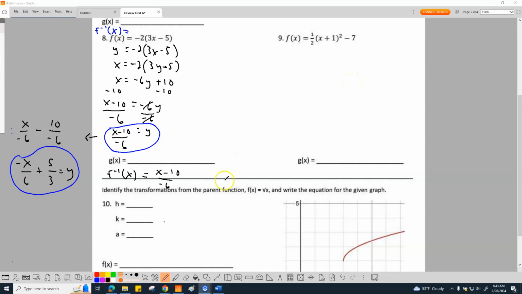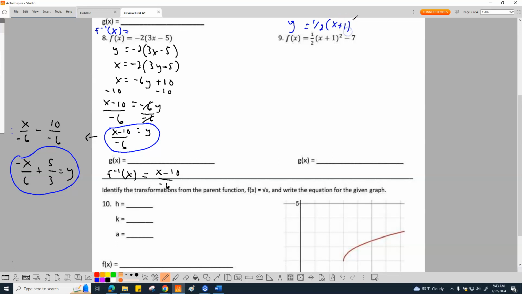Okay, number 9. I'm going to work this in blue ink so your eyes can decipher it. Number 9, I'm going to start by saying we're going to switch this. This is inverse. You have to make sure you have a y there. So I'm going to replace my f of x with that y.